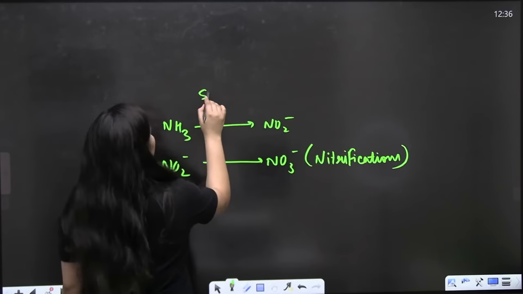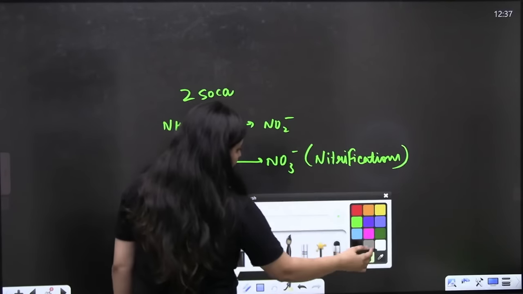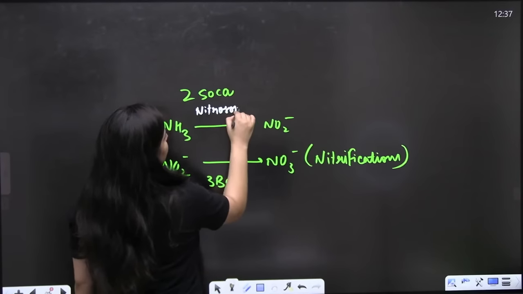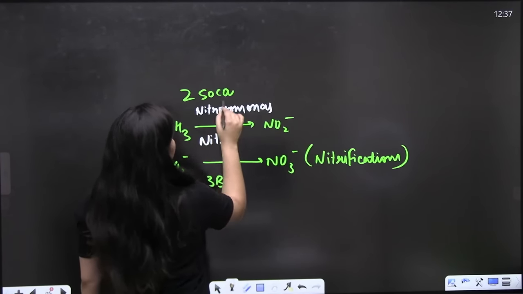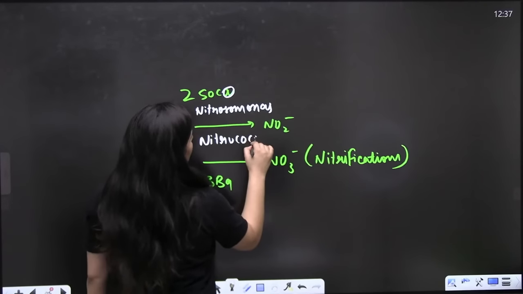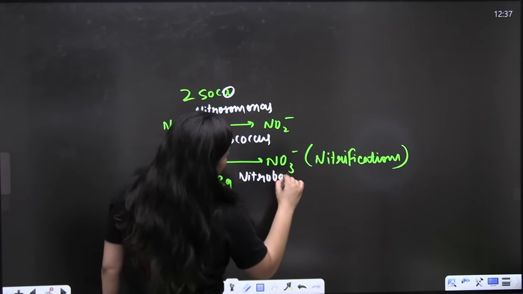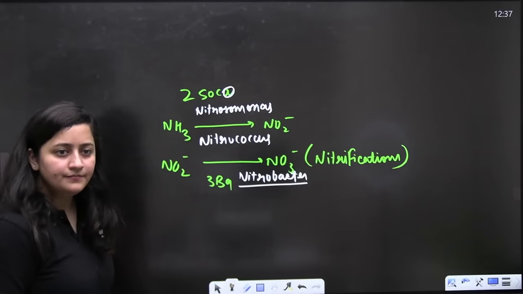So, soko 3 ba. Soko 3 ba. So, nitrosomonas. Nitrococcus. Here it's nitrobacter. Done. Okay.